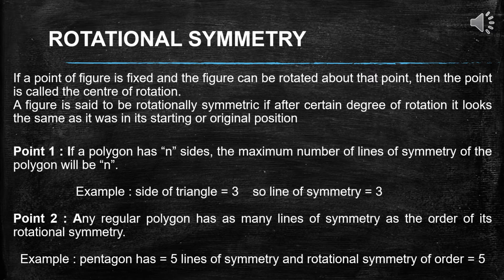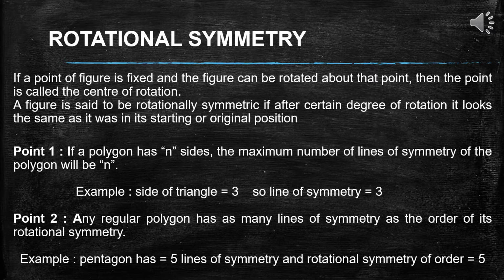Rotational symmetry. If a point of a figure is fixed and the figure can be rotated about that point, then the point is called the center of rotation. A figure is said to be rotationally symmetric if after a certain degree of rotation it looks the same as it did in the starting or original position.